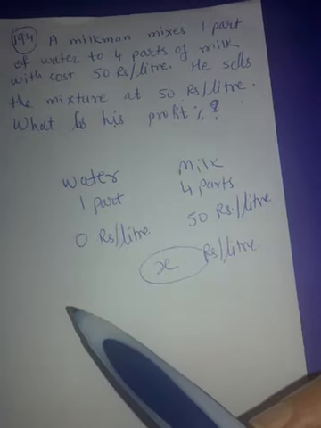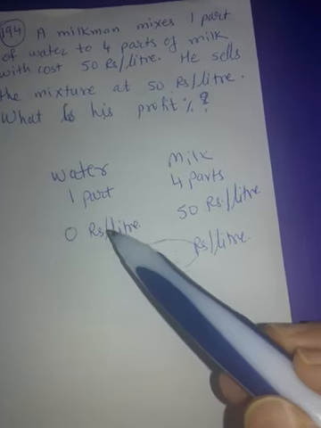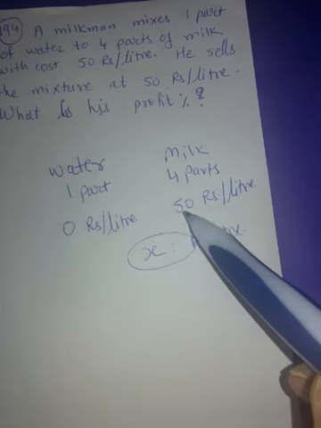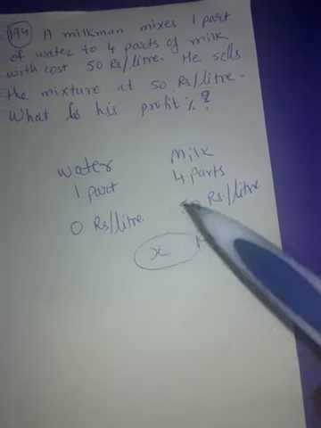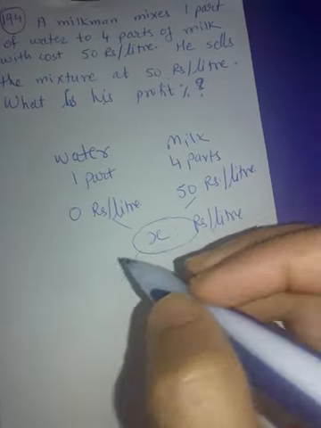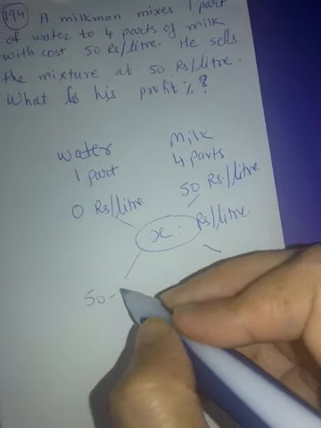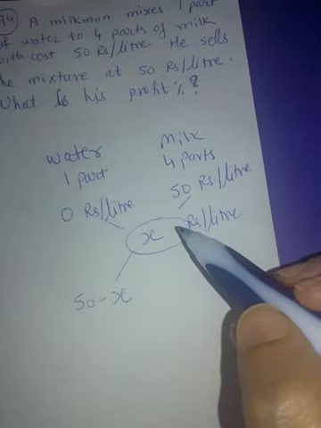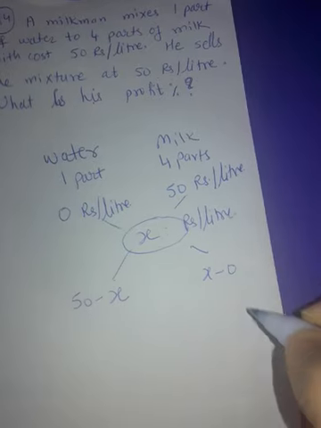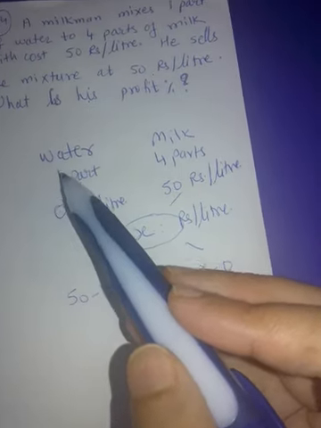Am I right? Now this is the mean, so it has to lie between 0 and 50. It will be less than 50 and it will be greater than 0. So when I take the positive difference, what do I get? Here I will get 50 minus x, and here I will get x minus 0, correct? And what is the ratio?